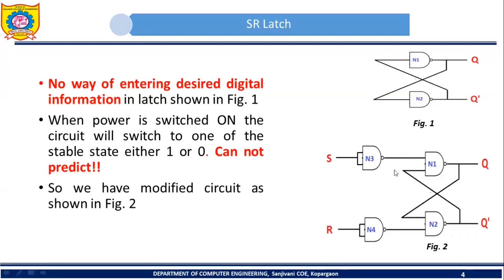Suppose you want to store 0, then you can apply proper input to S and R. What is S? S is the input for NAND gate N3 and R is the input for NAND gate N4. So if you want to store 0, you have to apply some proper input to S and R. If you want to store 1, you have to apply proper input to this S and R. In this way, the circuit diagram of the 1-bit memory cell has been modified so that we get the circuit diagram of the SR latch. So we are going to perform analysis of this particular circuit.